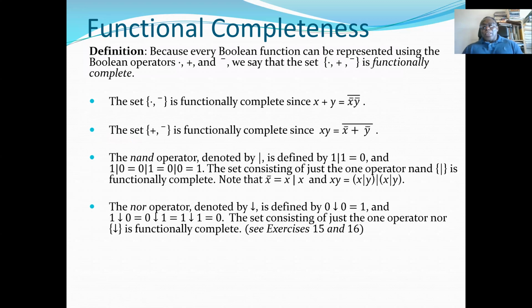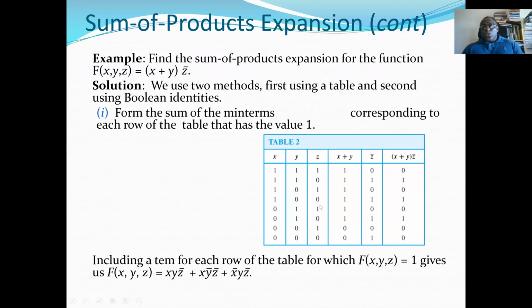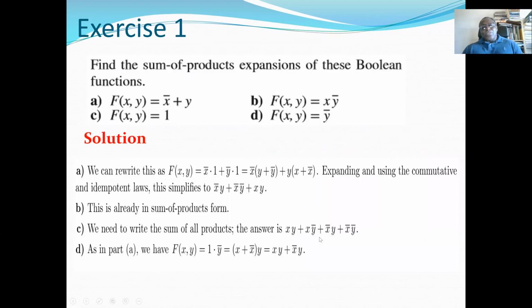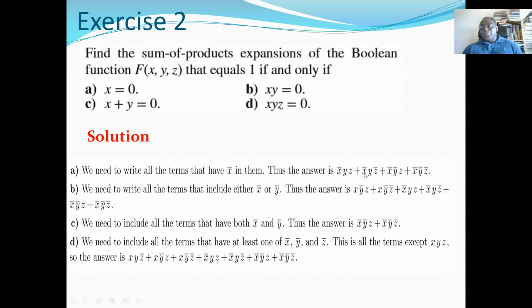So let's go back again. When s is 0, I have s invert, y, and z. S invert, y, and z invert. S invert, y invert, and z. Then S invert, y invert, and z invert. And that's what we have as a solution here. So we have 4 terms, sum of product.